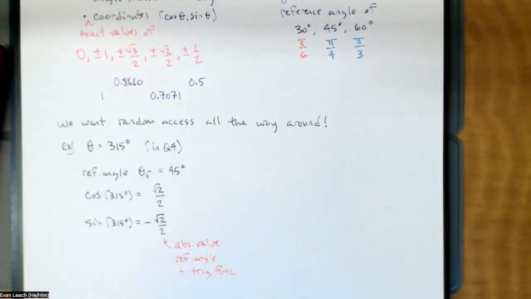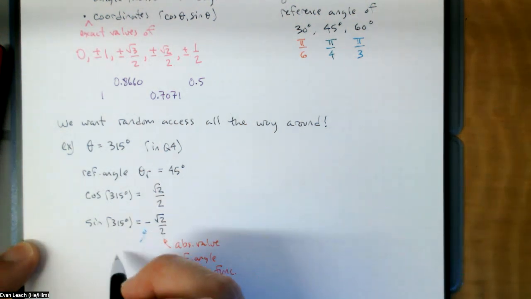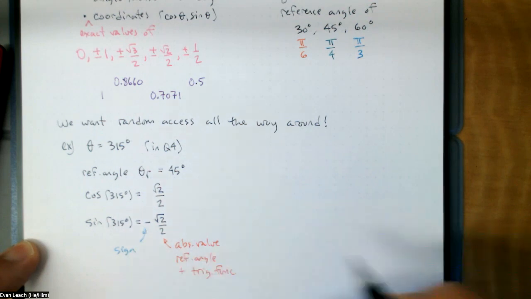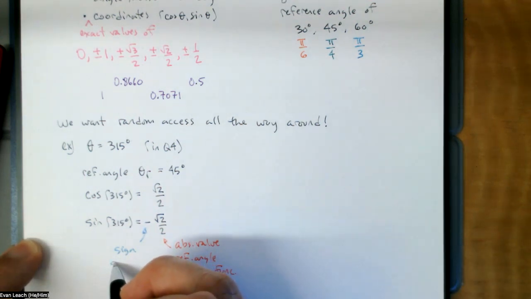The absolute value that we're looking for, we get from the reference angle and the trig function, and then the sign is from the quadrant and the trig function.